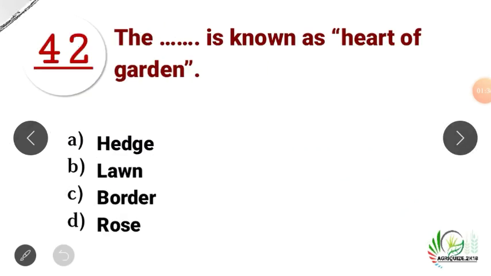Question 20. What is known as heart of garden? Option B is correct. Lawn is known as heart of garden.